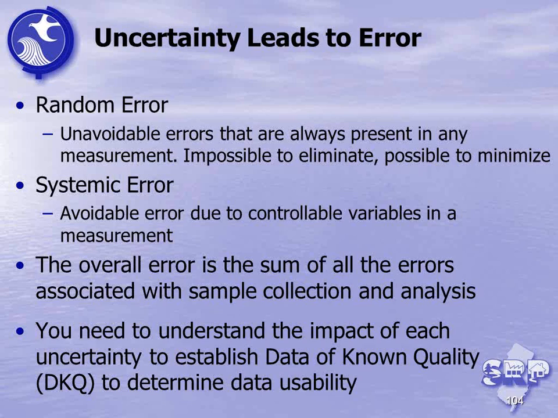There's two types of error, too. There's random error, which is really unavoidable error. Present in any measurement, impossible to eliminate, it's possible to minimize. That's why we have quality control ranges, because of this random error, okay? Sometimes gas flow through a gas chromatograph will change. That results in random error.